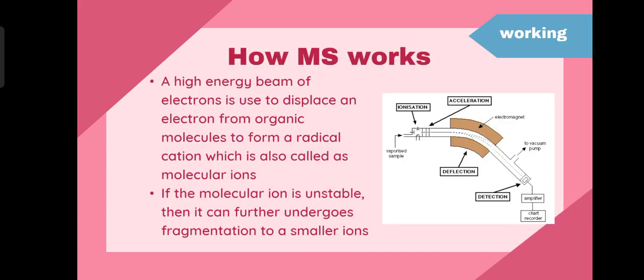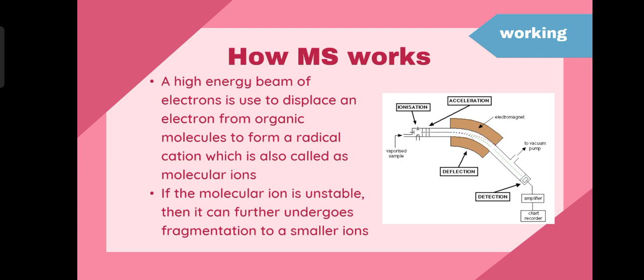So let's understand how the MS works. Here a high energy beam of electrons is used to displace an electron from the organic molecule to form a radical cation, which is referred to as the molecular ion. And if this molecular ion is unstable, then it will undergo further fragmentation to smaller ions, which are nothing but the fragment ions.